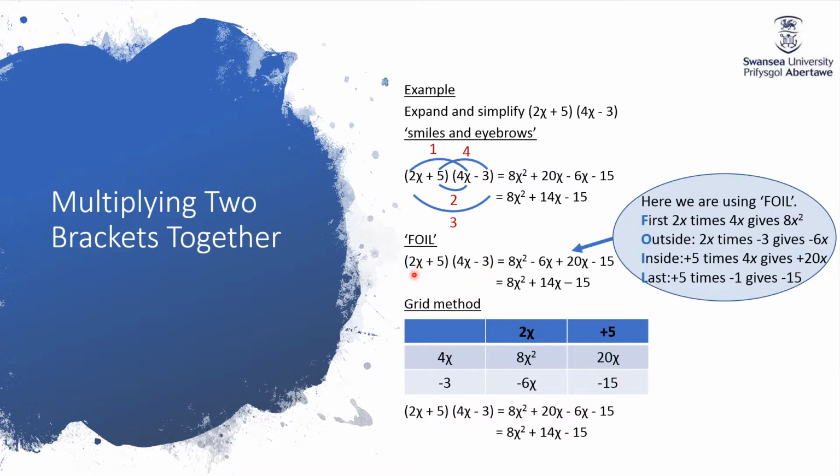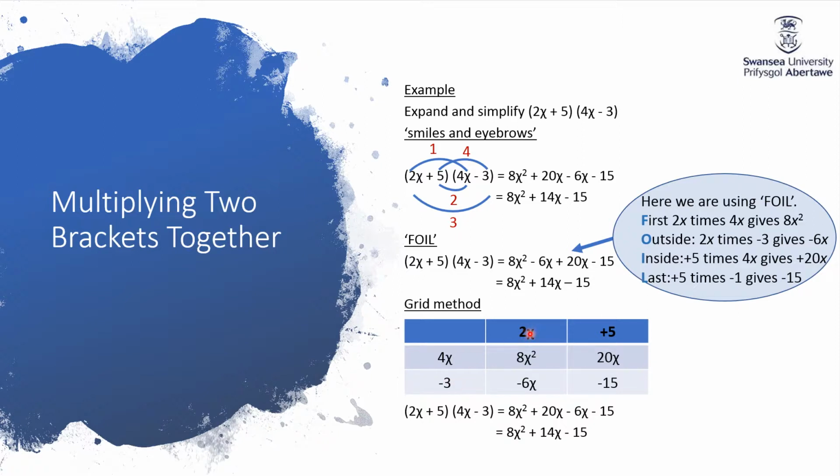Both the FOIL and smiles and eyebrows methods are equally valid, and so is the grid method, if you do not like either the smiles and eyebrows or the FOIL method. Now the grid method: we just write out each of the brackets, one across the top and the other one down the side. So 2x plus 5 across the top and the 4x minus 3 down the side here.